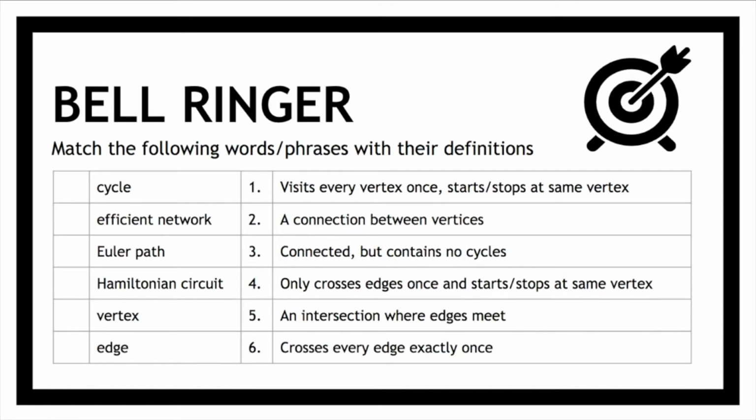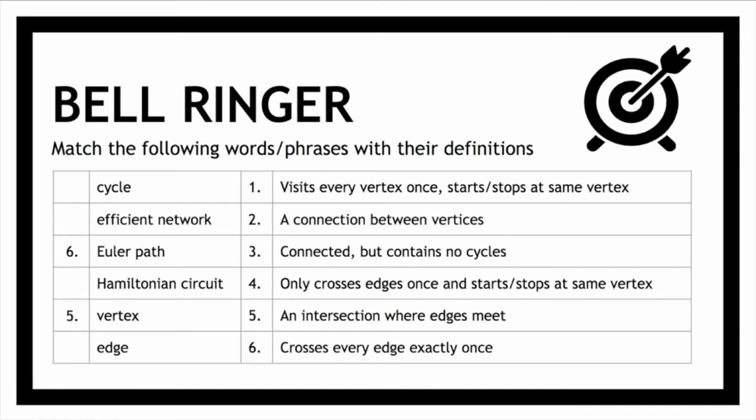So what do you think a cycle is? Connected but contains no cycles. I bet that's probably it. But as we can see, Euler path crosses every edge exactly once. We knew that already from the first lesson of this unit. An Euler path is crossing every edge exactly once.